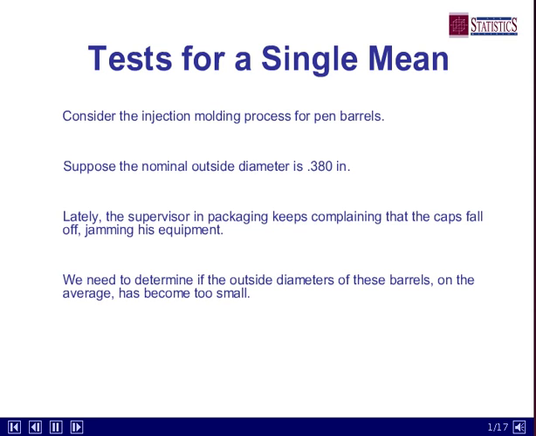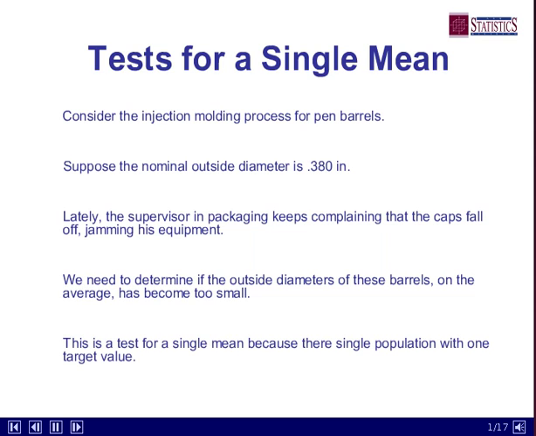And lately, the supervisor in the packaging part of the process is complaining that the caps are falling off and they're jamming up his equipment. So we need to determine if the outside diameter of these barrels, on average, has become too small. In other words, we need to identify whether the problem that's occurring is due to the fact that our pen barrels are actually just too small.